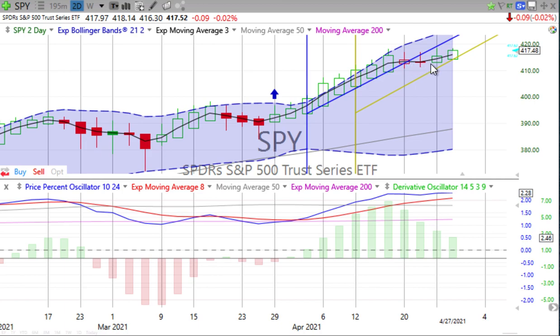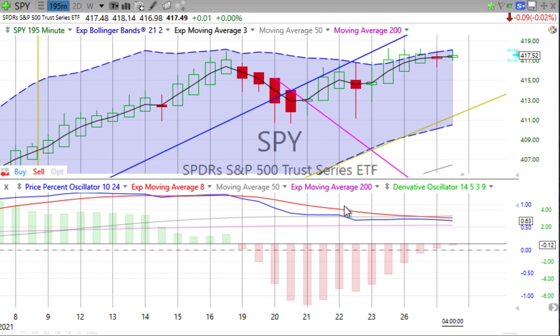We broke through that for 4 days. We've started moving up again. That is good to see. Price percent oscillator is flat. Derivative oscillator losing momentum. Look at this half-day chart. Haven't had enough energy yet for that to cross over going up. Still negative. Derivative oscillator just barely negative.